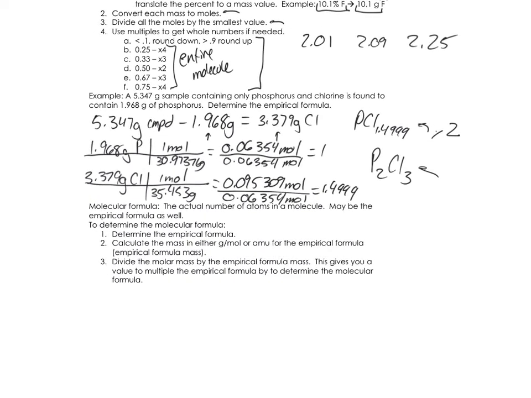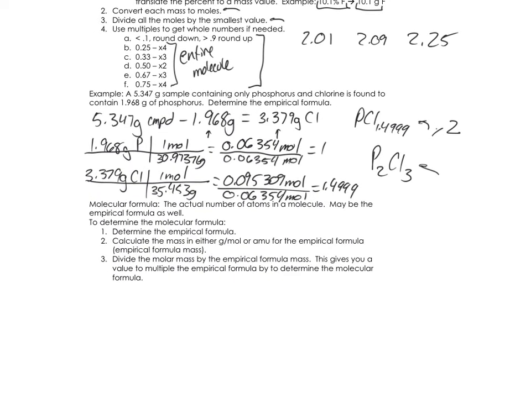So this is the empirical formula, but it might not be what it is in reality. Reality is the molecular formula. So for example, benzene, right? We would determine from experiments that its empirical formula is this. Its molecular formula, though, would be this, how it exists in reality. So in order to find the molecular formula, the first thing you do is determine the empirical formula.